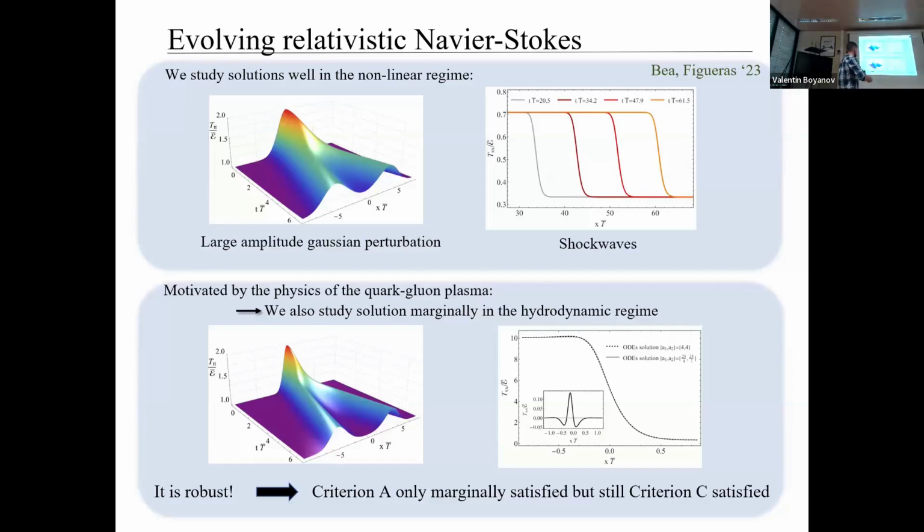So for this purpose, we analyze situations that are marginally in the regime of hydrodynamics, and then we find that the criteria are robust, meaning that if criterion A is only marginally satisfied, criterion C is still satisfied. Criterion B is also marginally satisfied, but C is still satisfied. So with this, we are also making sure that we can still apply this in the context of heavy ion collisions because it is satisfying this good property also, even if gradients are not very small.